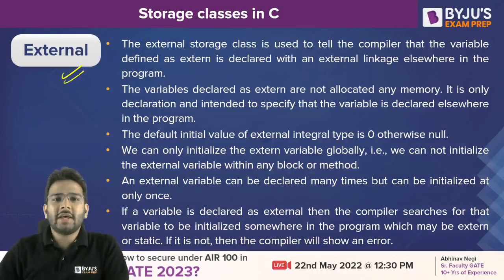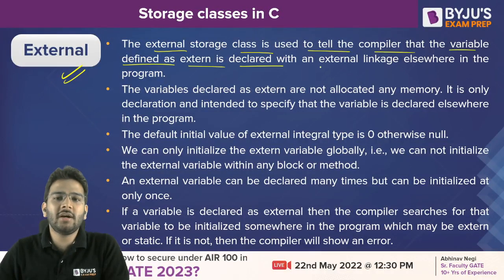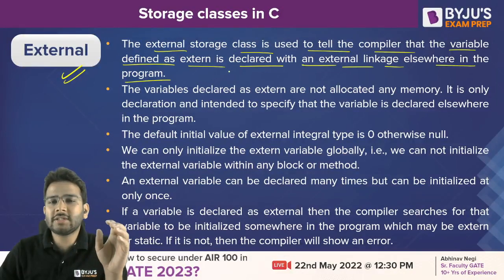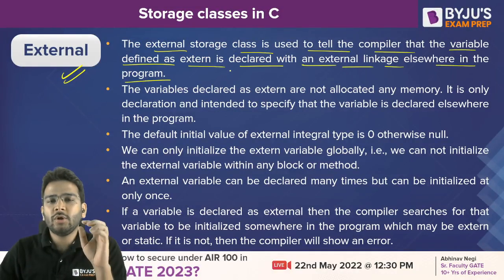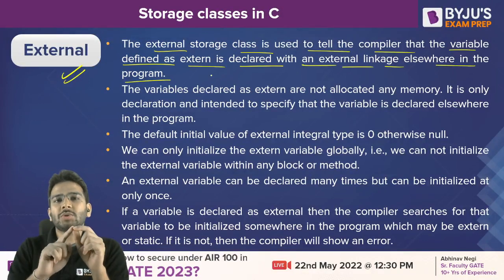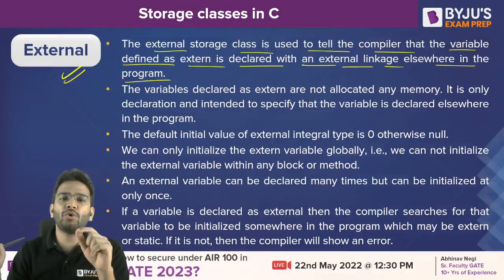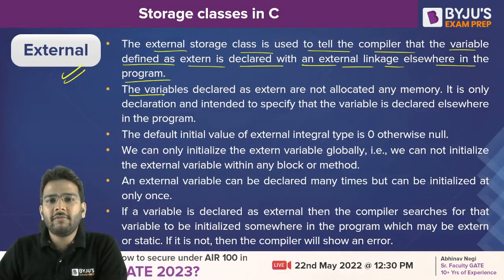Now we have the last one, that is extern. This is very important, and there are very important points written here. We need to understand each point carefully. The extern storage class is used to tell the compiler that the variable defined as extern is declared with an external linkage elsewhere in the program. That means when you are writing extern int a semicolon, that statement tells the compiler that you are declaring this variable somewhere else in the program where you want to use it. Clear? The variables declared as extern are not allocated any memory.